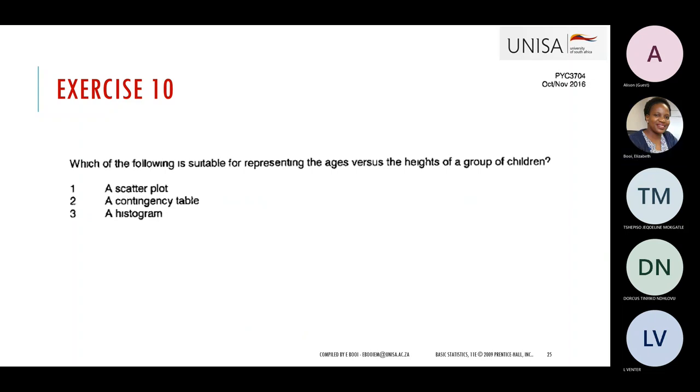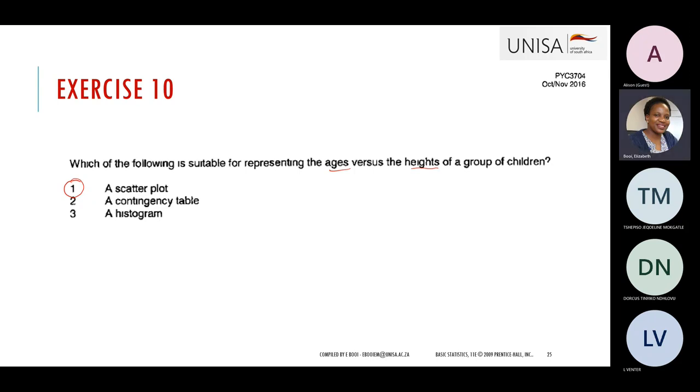Number 10. Which of the following is suitable for representing the ages versus the height of a group of children? Age is numeric, height is numeric. So which one? Do we use a scatter plot? Do we use a contingency table? Or do we use a histogram? Number 1. It will be number 1, a scatter plot.